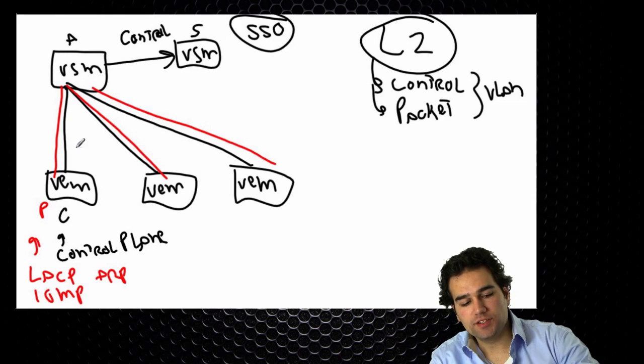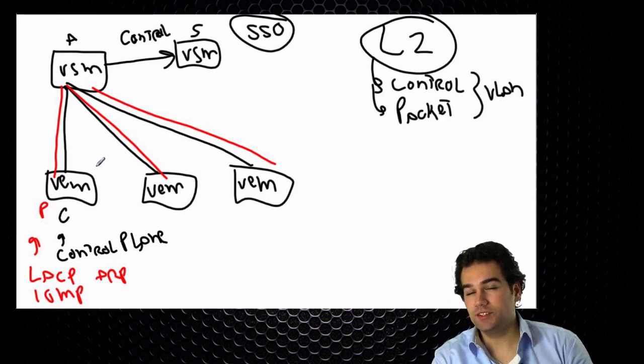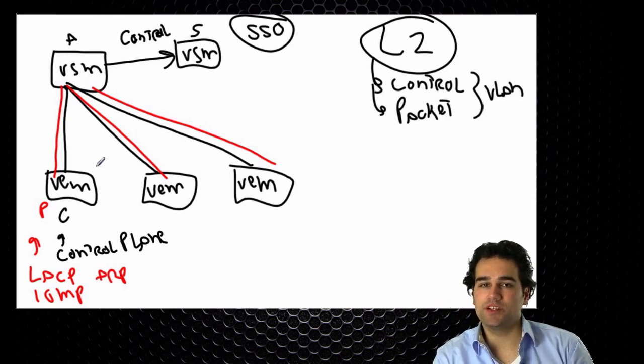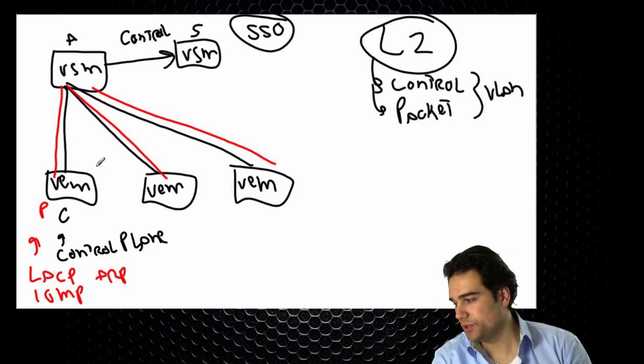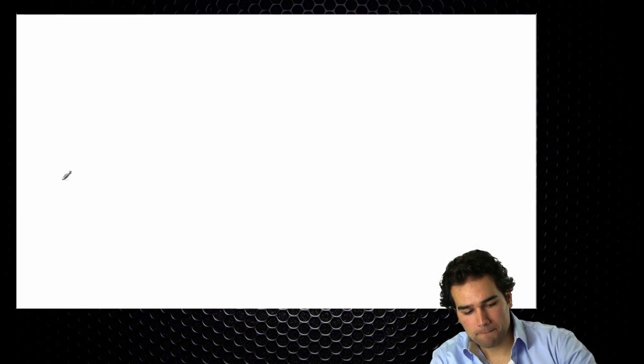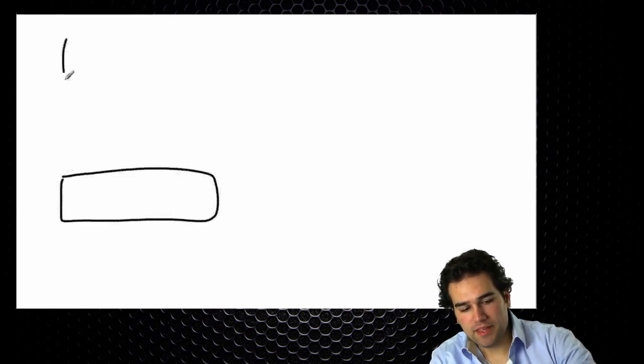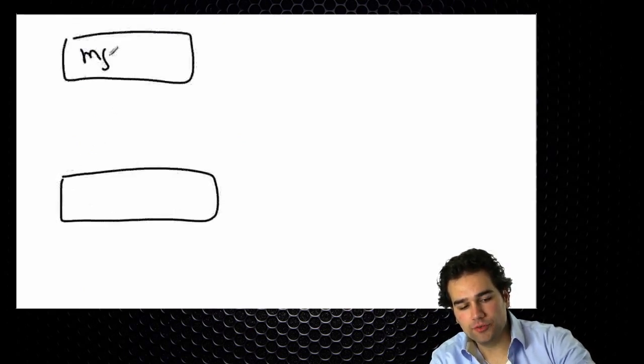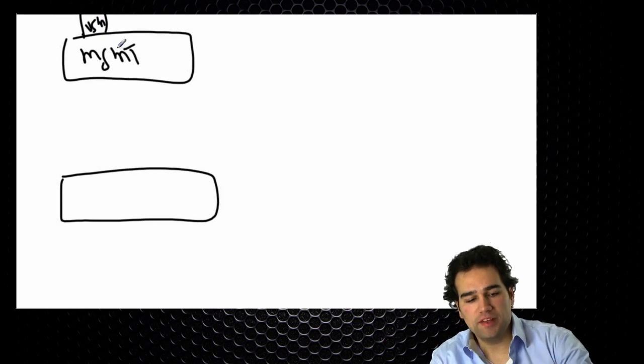This layer 2 connection means that if there is some hop in between, like a physical switch, I need to allow those VLANs on that switch. So if I start looking at the physical picture, I may have an external management server that is running my management VMs. For example, the VSM, right? That's one of my management VMs.